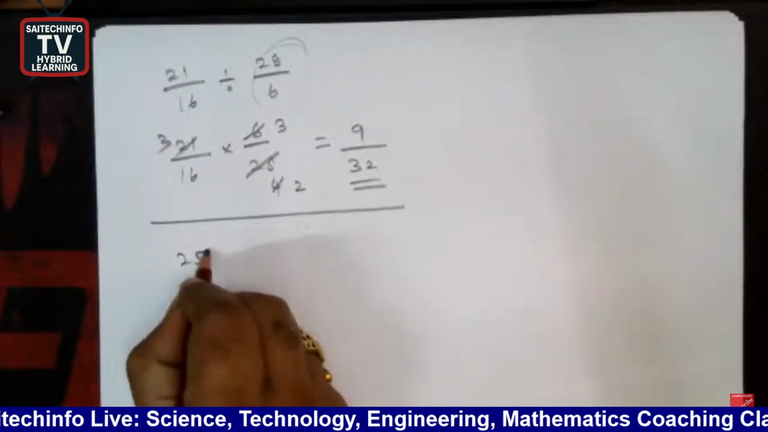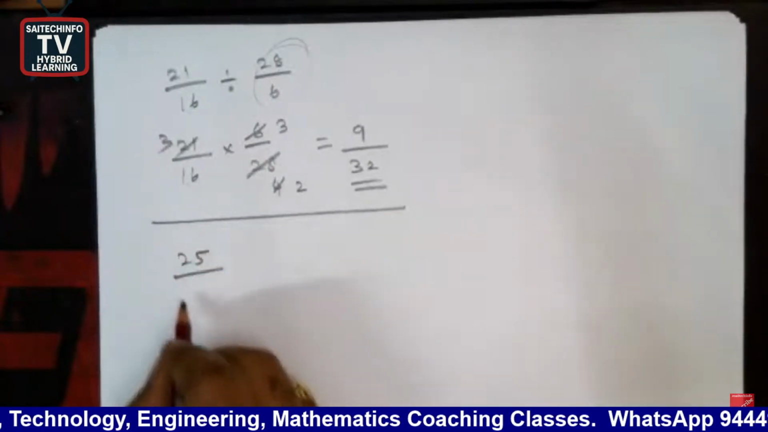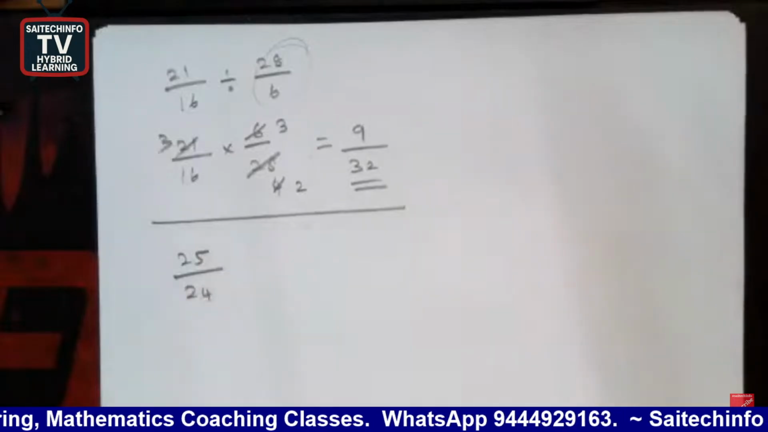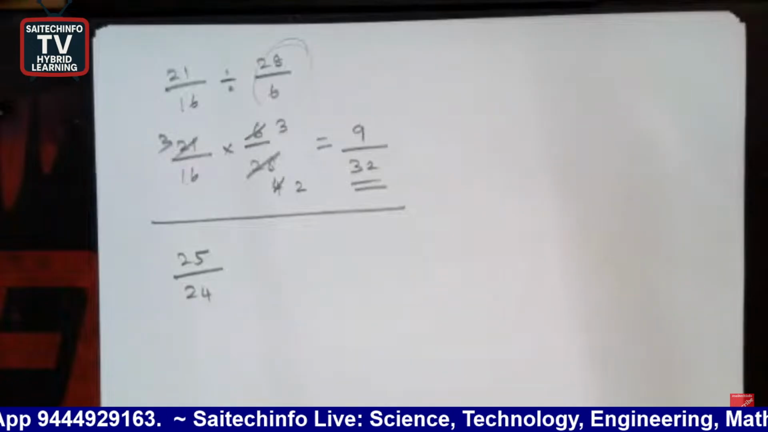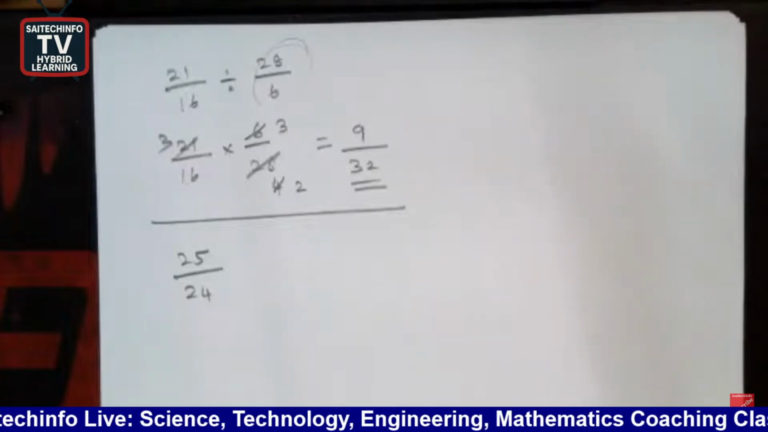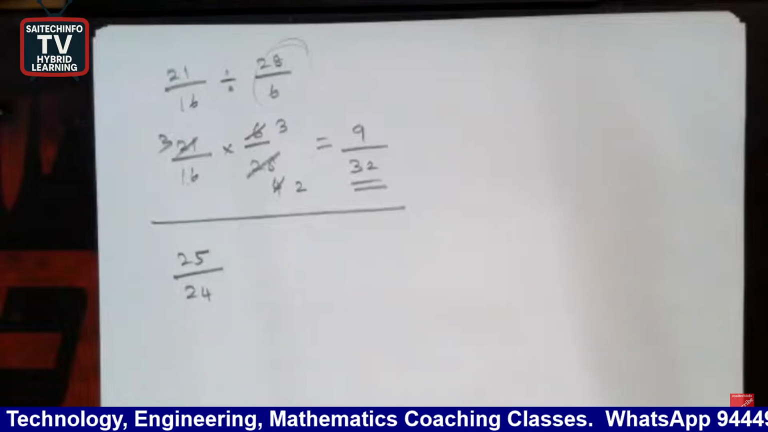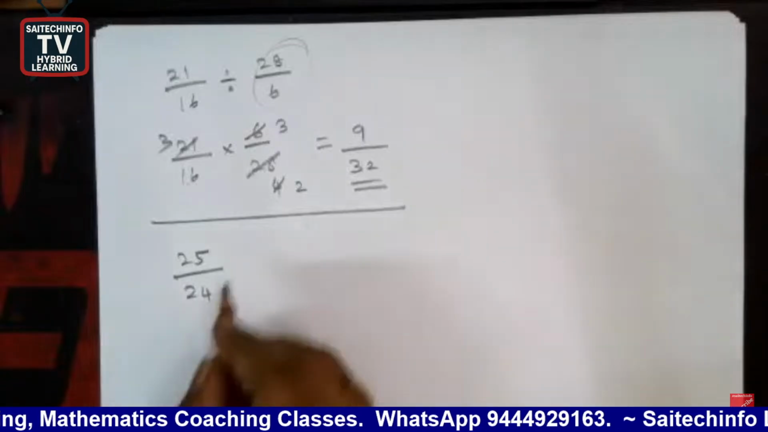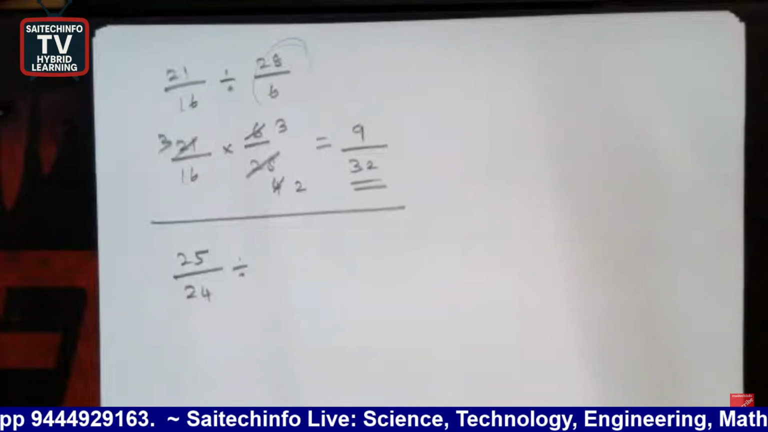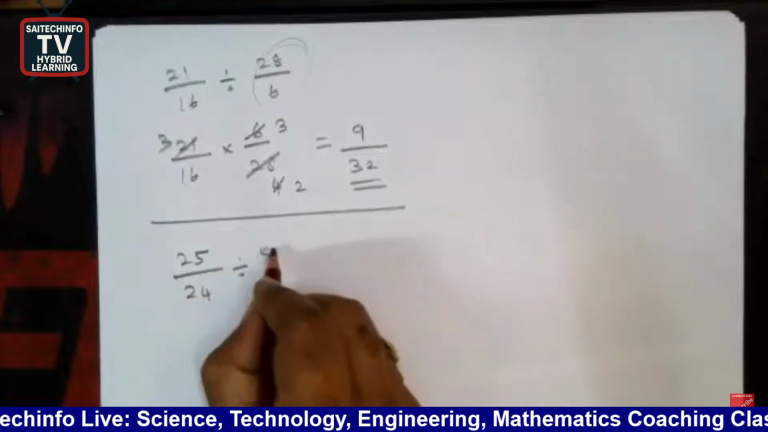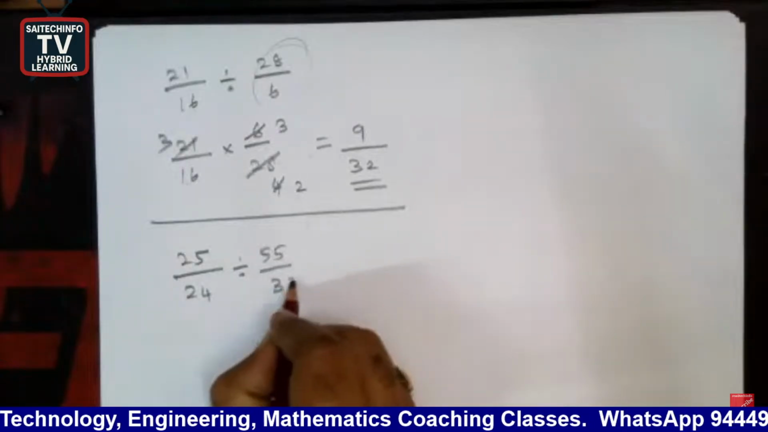25 divided by 24. Okay, 25 divided by 24 divided by 55 divided by 32.